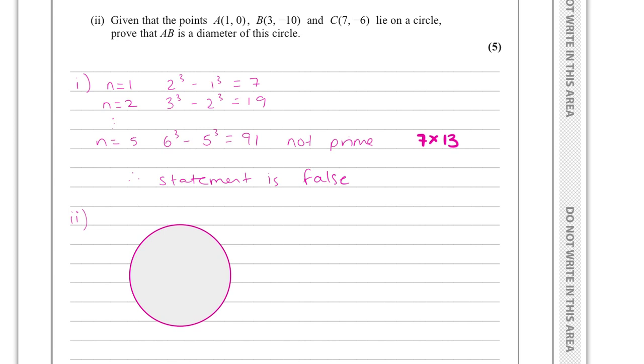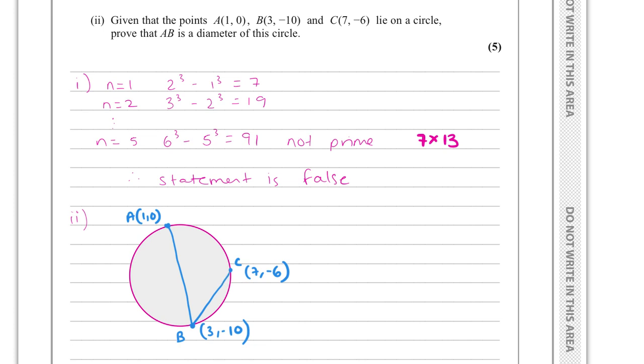Okay, this is going to be my (3, -10). Or actually, I'm going to put it here. Now, this may not be completely accurate. And then (7, -6), this is going to be my C. And then (1, 0) is going to be here, my A. Okay, so if A and B are a diameter, now let's say they meet with C.